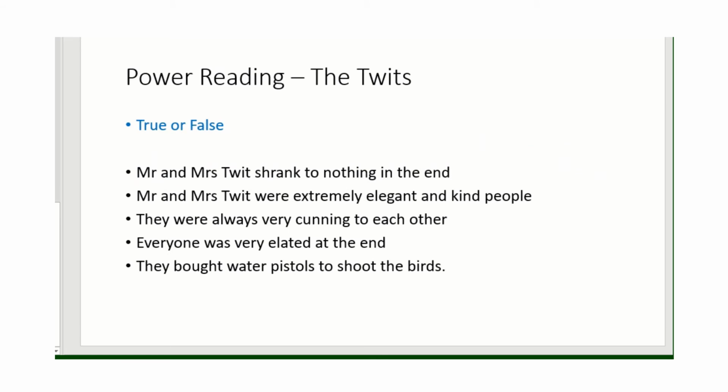Now then, true or false? These statements. Mr. and Mrs. Twit shrank to nothing in the end. Mr. and Mrs. Twit were extremely elegant and kind people. They're always very cunning to each other. Everyone was very elated at the end. I wonder what elated means, and cunning. Cunning means sneaky. Elated means they're ecstatic. They bought water pistols to shoot the birds.